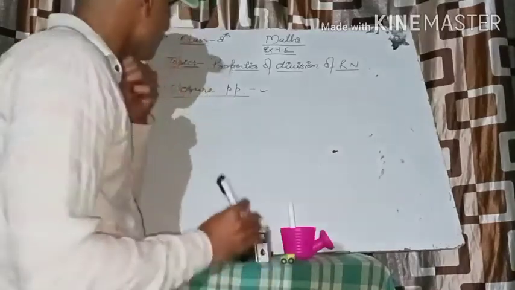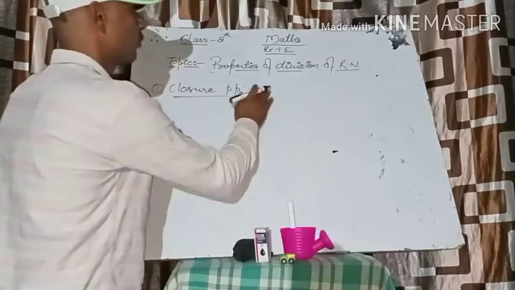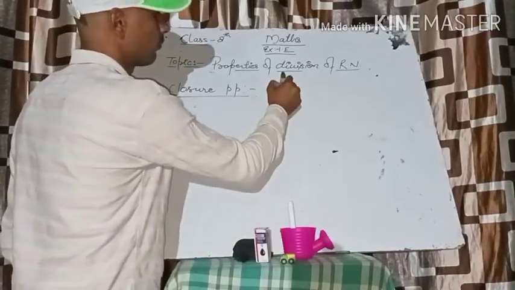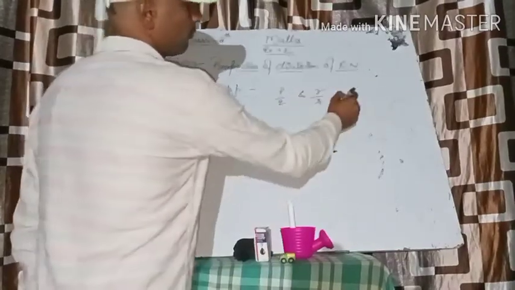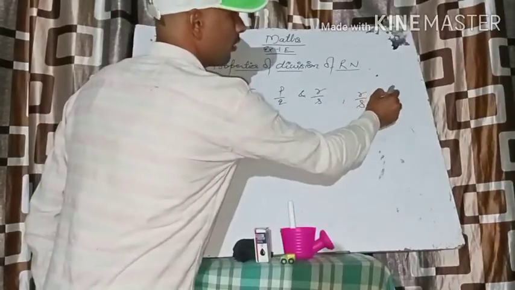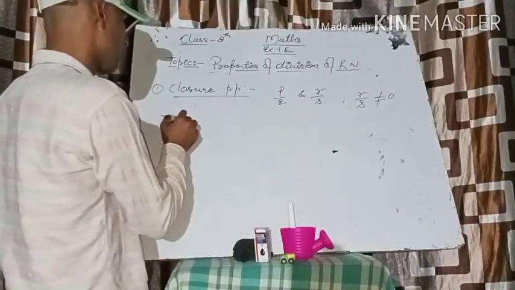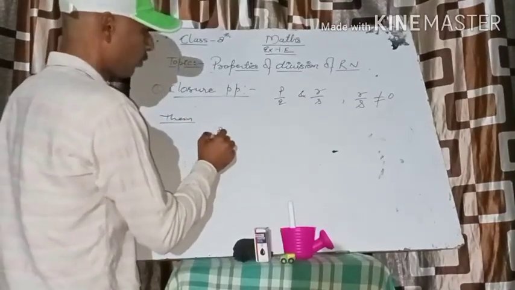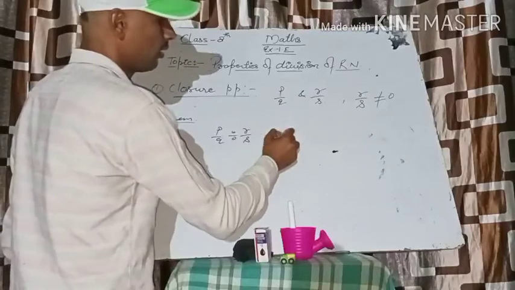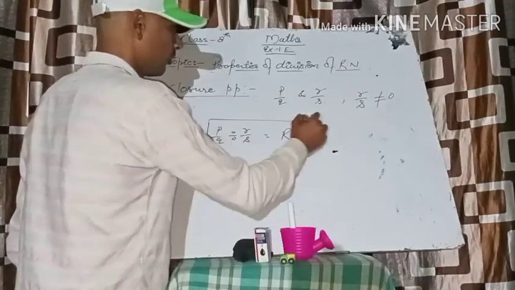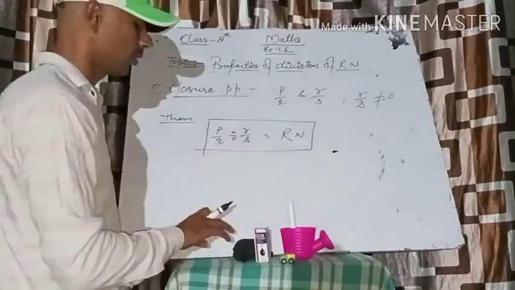Now, how does the closure property work for rational numbers? Suppose we have two rational numbers p upon q and r upon s, but r upon s does not equal 0. Then p upon q divided by r upon s gives a rational number. So only the closure property is followed in the division of rational numbers.